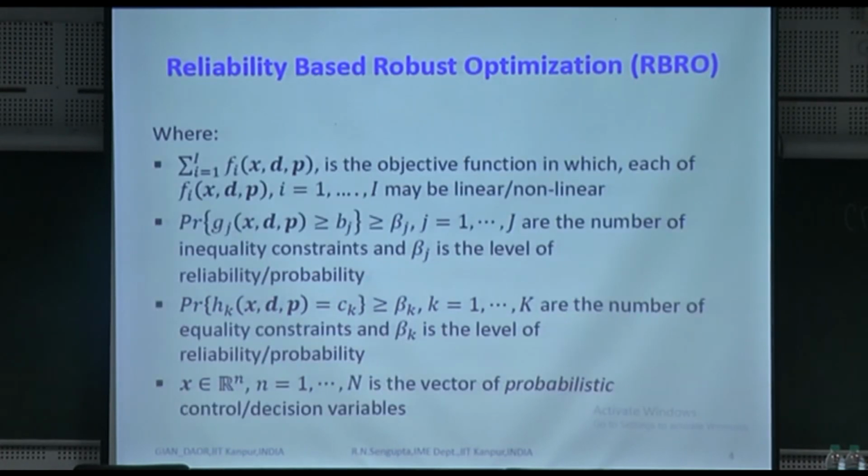Now the probabilities are, there are capital J number of inequality constraints with a level of beta_j, and the beta_j's can all be equal or not equal. There are equality constraints with the probabilities of beta_k. So the beta_k are all equal or not equal, and then you have the vectors of probabilistic control decisions. Now they are probabilistic.